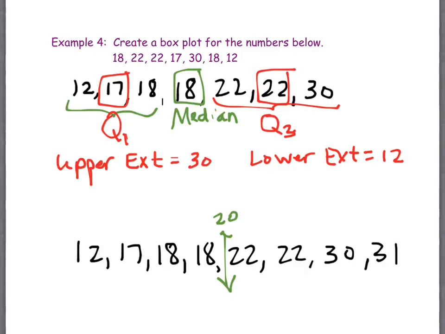Yes? Oh, like if it weren't even? Sure. Like if one of them said 18 and the other said 21? Yep, you'd just add them together and divide by 2. So you could have a decimal. Absolutely could.